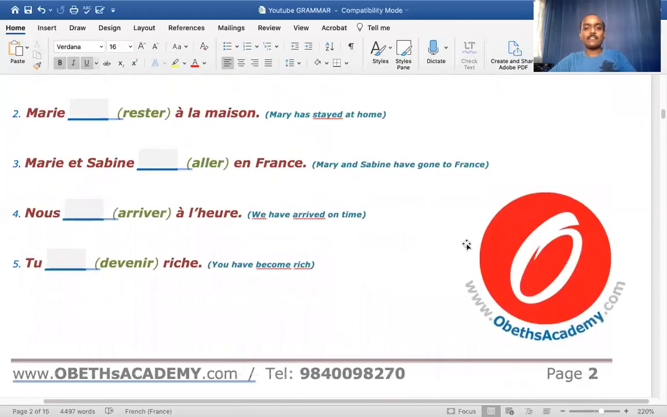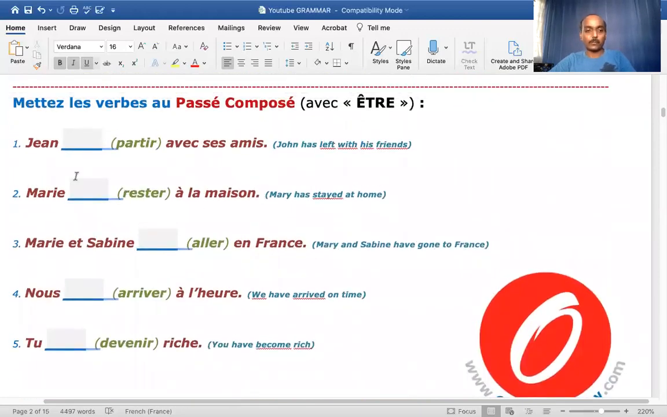Let's put these 5 verbs in passé composé. So we know we need to use être as the auxiliary verb. Jean is your subject noun. The equivalent subject pronoun is il, he, third person masculine singular. So when it is il, your être conjugation is est. And for the verb partir, you can go with the general rule to get the past participle. You cut ir and put i.